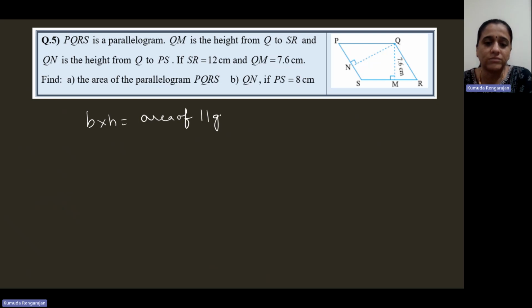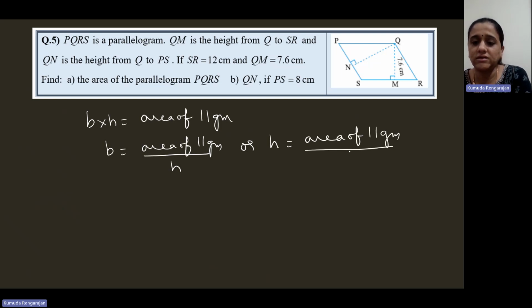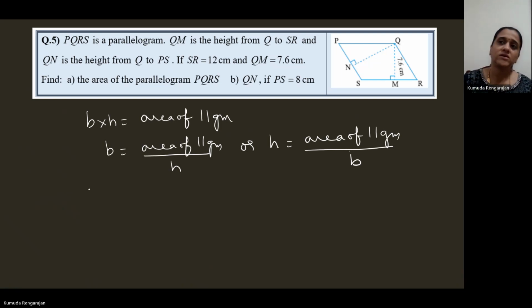So base is equal to area of parallelogram divided by H, or H is equal to area of parallelogram divided by base. Base into height is equal to area. So base will be area by height. Height will be area by base.